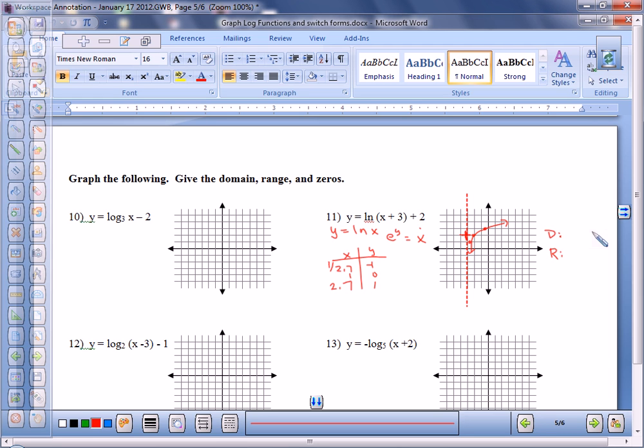What is the domain of this graph? -3 to infinity. Range? -infinity to +infinity. And zeros. We're going to have to do a little work on this one. We plug 0 in for y. Just 1.